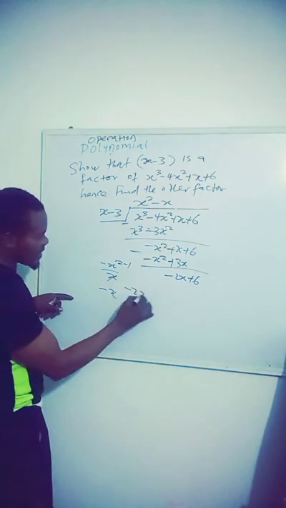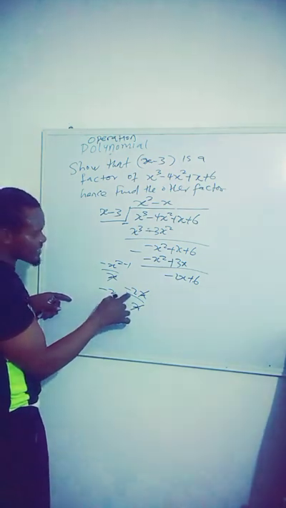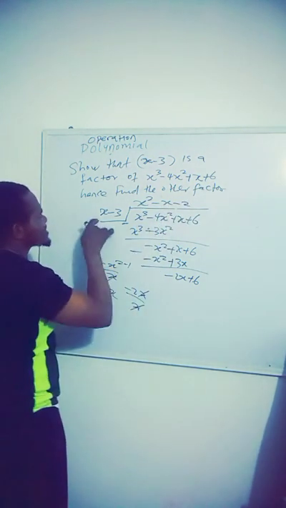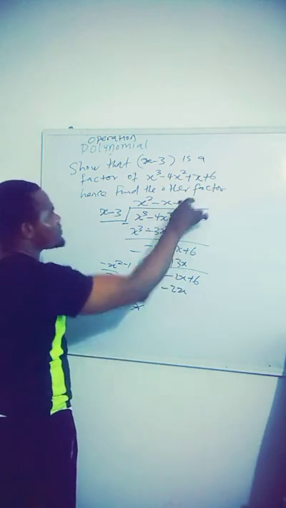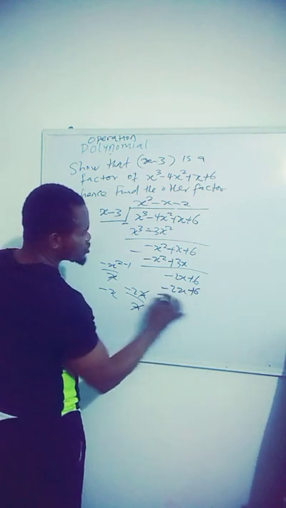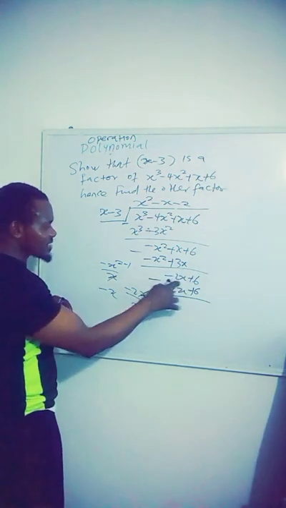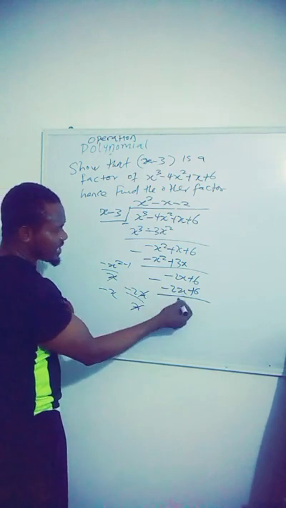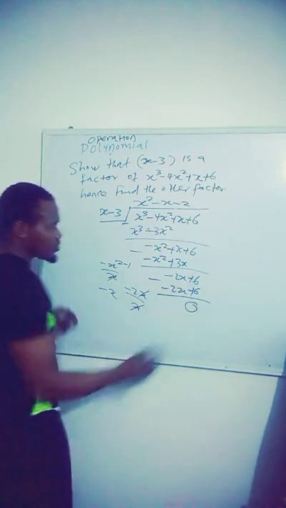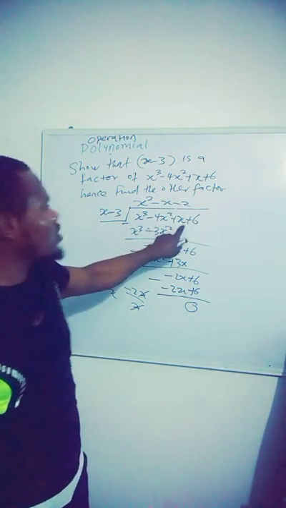Then we have minus 2x divided by x. So x cancels x. You are left with minus 2. Minus 2 times x, you have minus 2x. Minus 2 times minus 3, you have plus 6. The sign that will change this one to 0 is negative. Minus 2x minus 2x is 0. 6 minus 6 is 0. So this has shown that this is a factor of this.